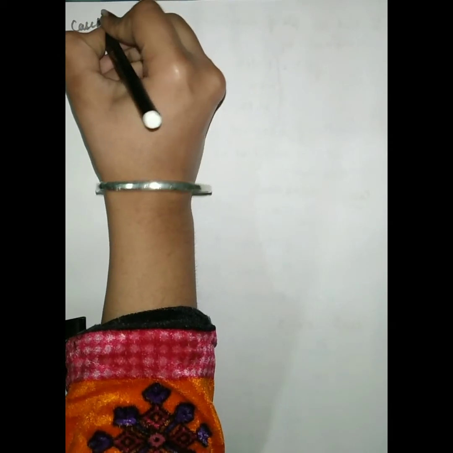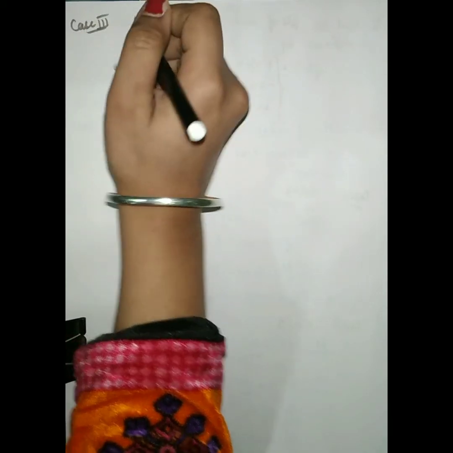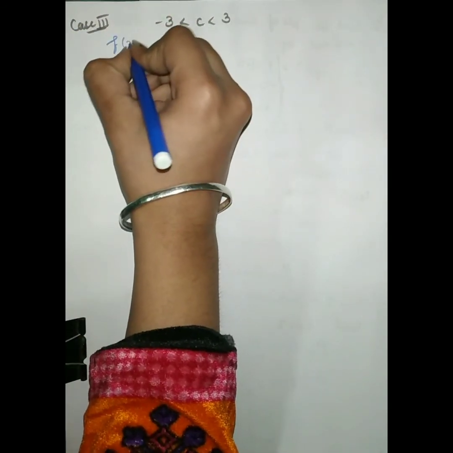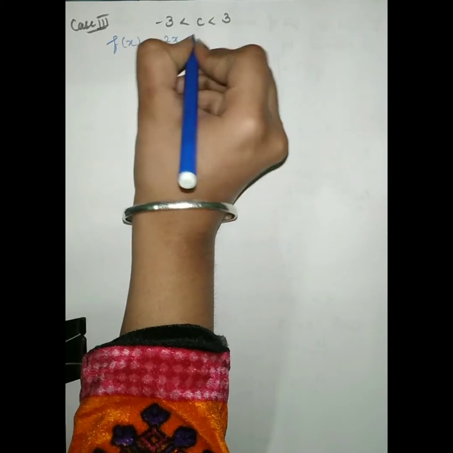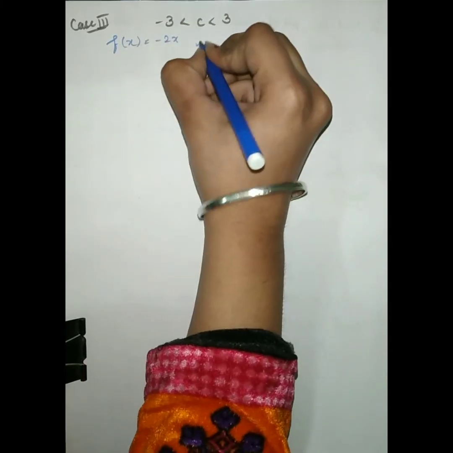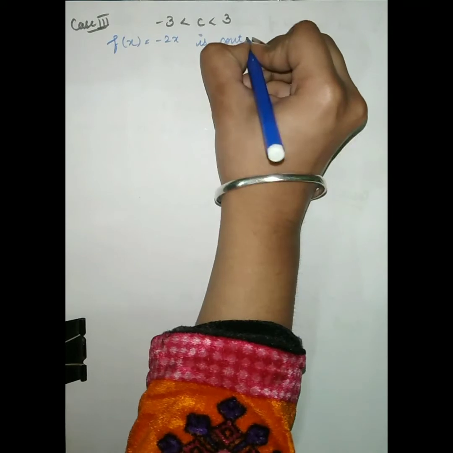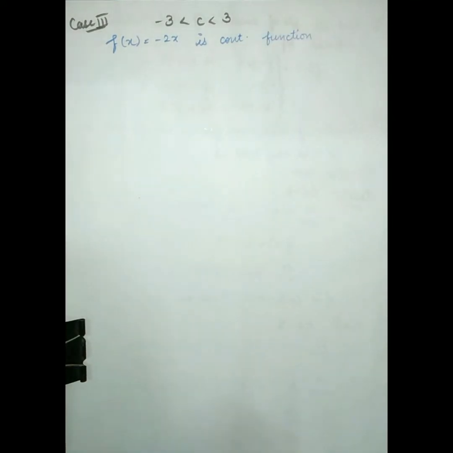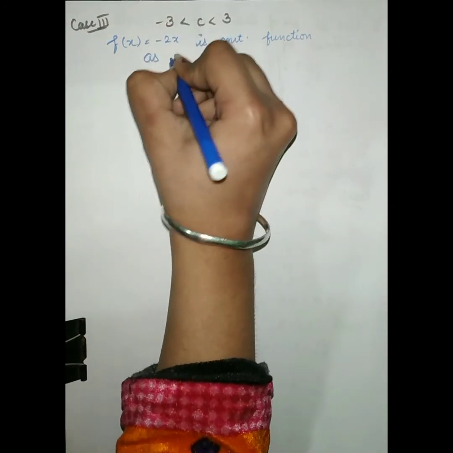Now the third case is when minus 3 is less than c is less than 3, then f(x) will be equal to minus 2x, which is a continuous function because it is a polynomial.